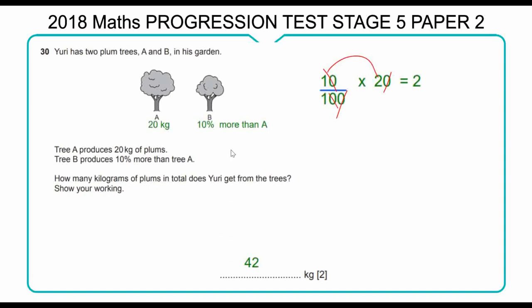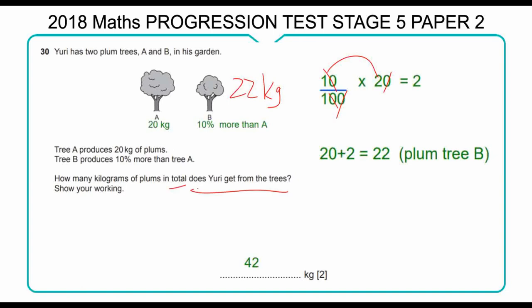Next, 20 plus 2 is 22. Tree B is 22 now. Then for the total, we just add it up. 22 plus 20 is 42.